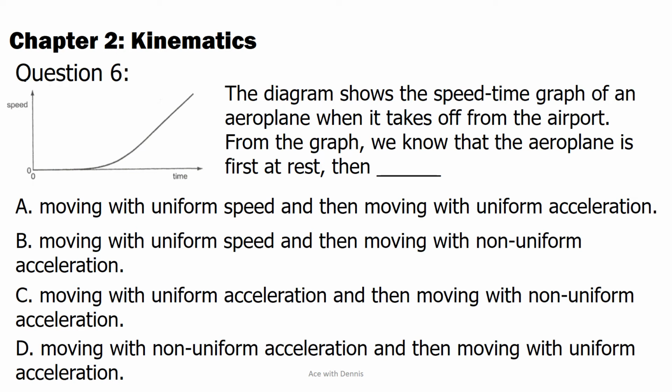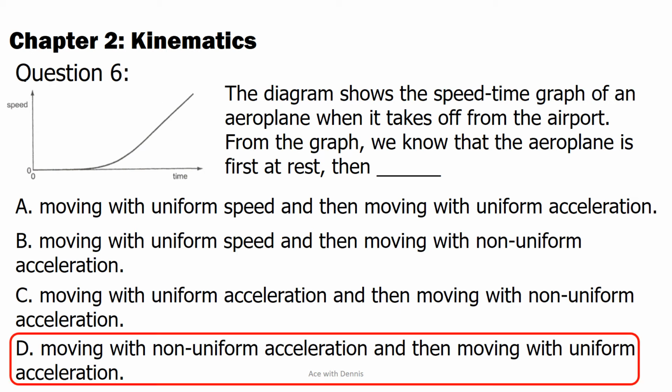The answer is D, moving with non-uniform acceleration and then moving with uniform acceleration. From the speed-time graph, when speed is 0, the aeroplane is at rest. When the graph curves up, the aeroplane is moving with non-uniform acceleration. When the graph increases linearly, the aeroplane is moving with uniform acceleration.